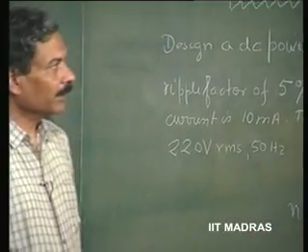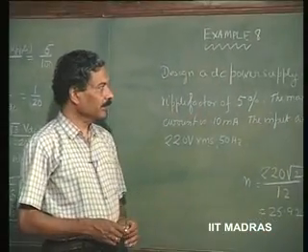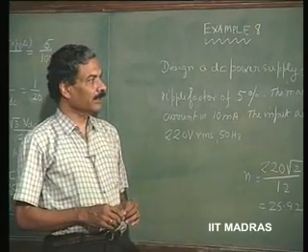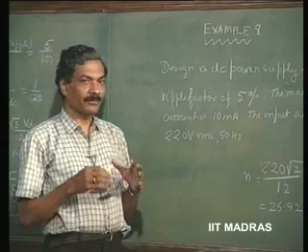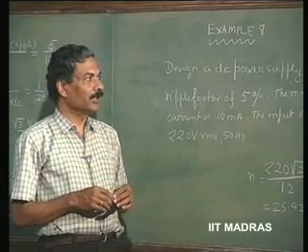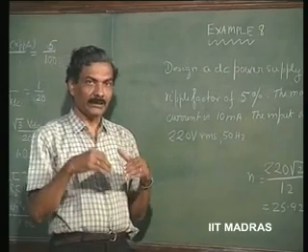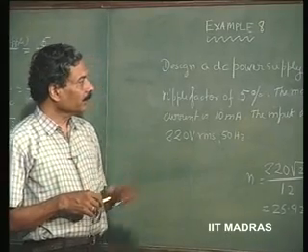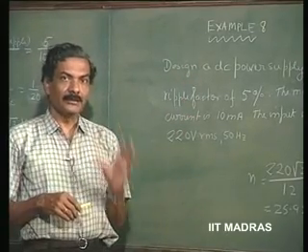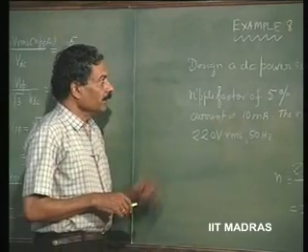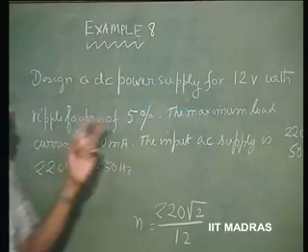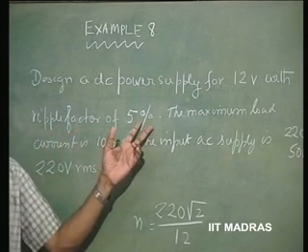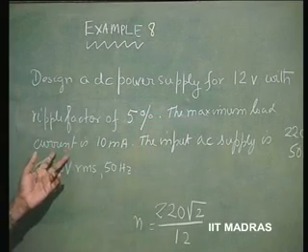Now we will try to work out an example, example 8, wherein I will tell you how to design a power supply. This is very important: when you are confronted with a design problem, you have to give the specification of all the electronic devices that you are likely to use for the design. Therefore, this example will illustrate how a design problem has to be tackled. Design a DC power supply for 12 volts with ripple factor, which we have defined earlier, of 5%. The maximum load current is 10 milliampere.